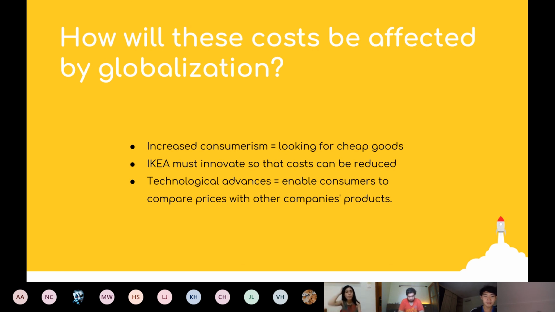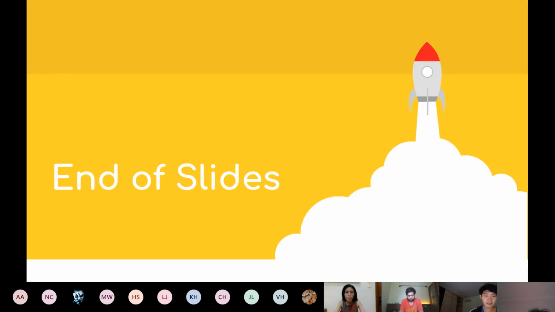How will these costs be affected by globalization? It will lead to increased consumerism, where consumers look for cheaper goods, and IKEA has an advantage on that. IKEA must also continue to innovate so their costs can continuously be reduced. Technological advances will enable consumers to compare prices with other companies' products and allow the market to speak and tell them what the company should do, and find a way to satisfy that market demand. And that is the end of our presentation.